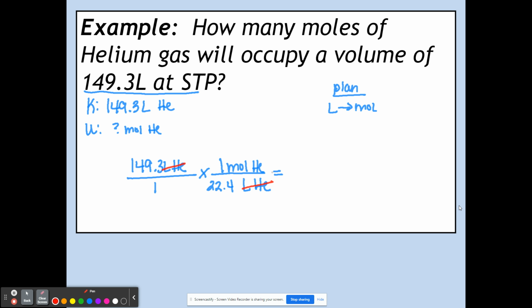So I'm just going to do the math now. The units are going to cancel out. And then when I actually do the calculations, I have 149.3 divided by 22.4, and that gives me 6.67 moles of helium. So that is a one-step problem. Now, if you start with moles, this is going to be flipped over.